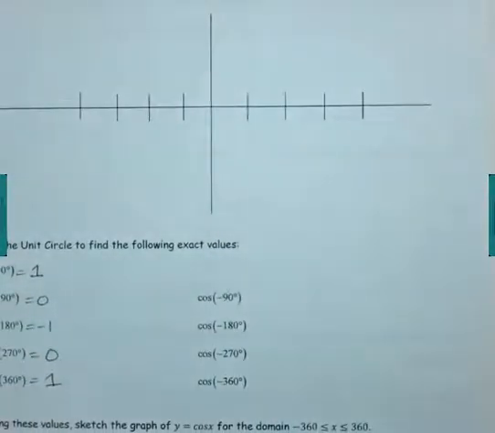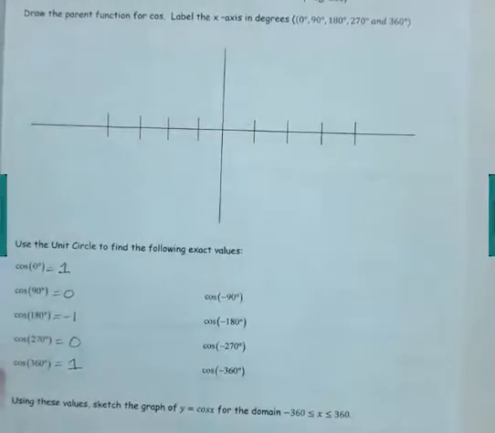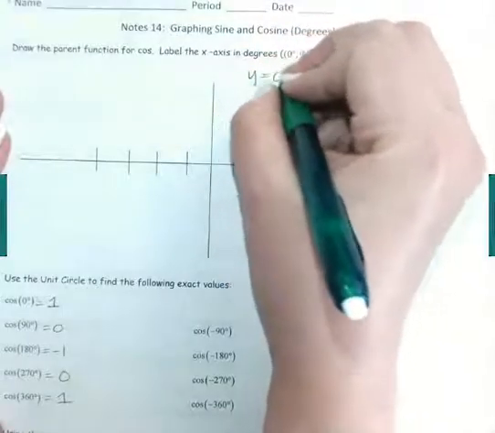Okay, the next thing we're doing with trig, because y'all know we're going to be on trig for a while, is that you're going to be graphing the sine and cosine curves. We're going to move them around, stretch them, shrink them, all that kind of stuff. So, for your parent graph, that's what we're graphing here on the first page. It's going to be y equals cosine x.